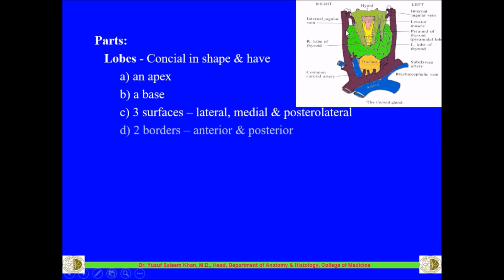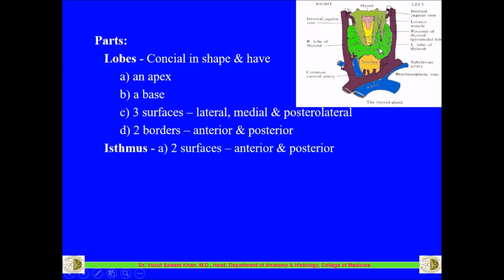Then it has two borders. One is the anterior border and the other the posterior border. The anterior border is here. This will be called the anterior border. Then we have the posterior border behind. So there are two borders, anterior and posterior, and three surfaces, lateral, medial as well as posterolateral. Coming to the isthmus, this is about each lobe.